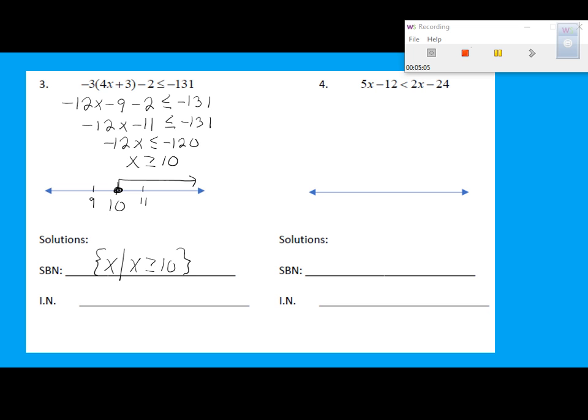In interval notation, bracket 10 to infinity. The bracket because it's included, the parenthesis because infinities always get the parenthesis.